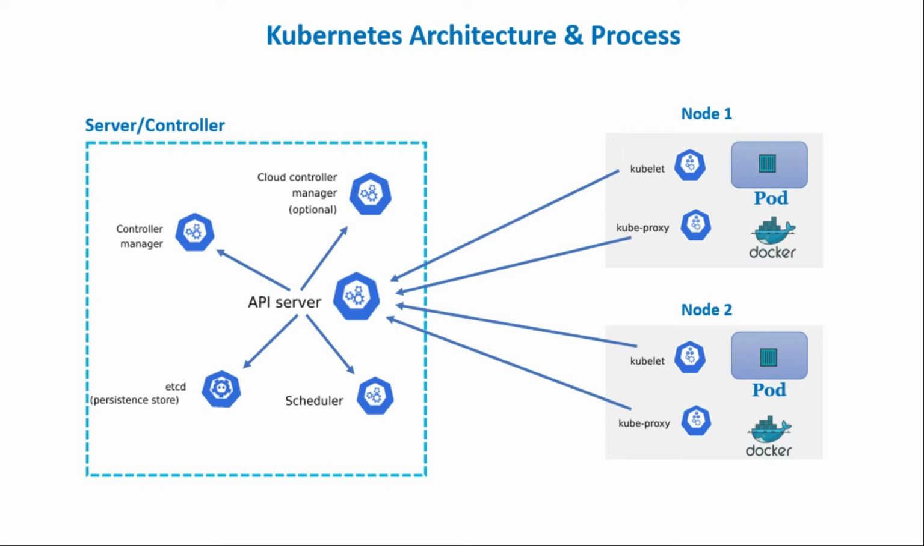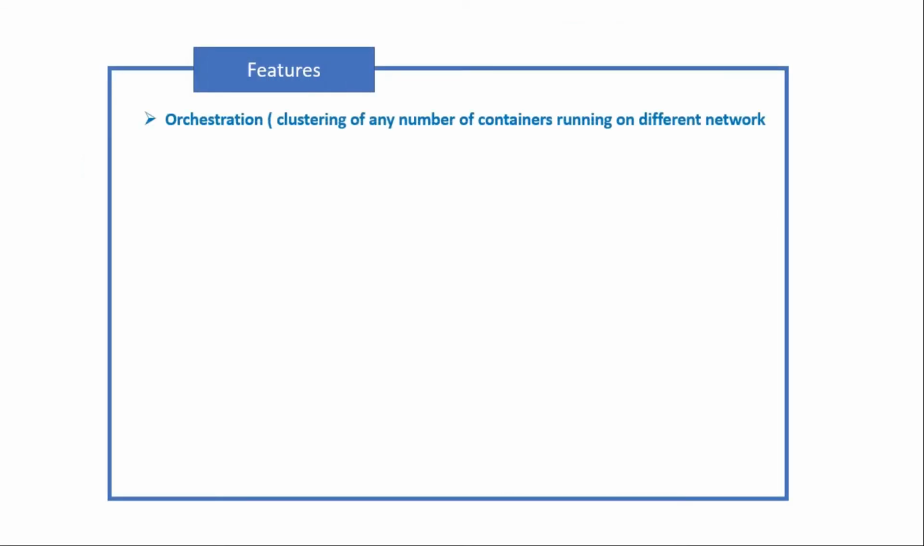I think it is very important, you need to know about all these things. Let's move on to the features of Kubernetes. What are the features of Kubernetes? Orchestration, clustering of any number of containers running on different networks. It is an orchestration tool where clustering of any number of containers running on different networks can be managed and used by the orchestration tool.